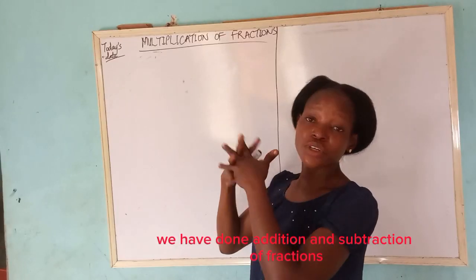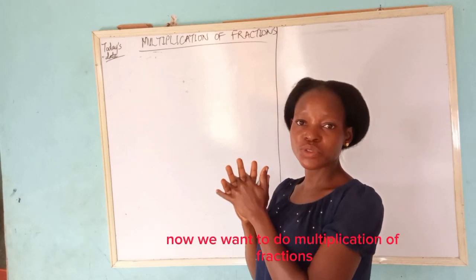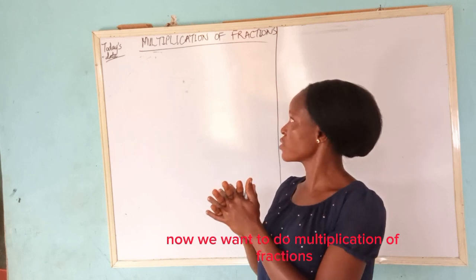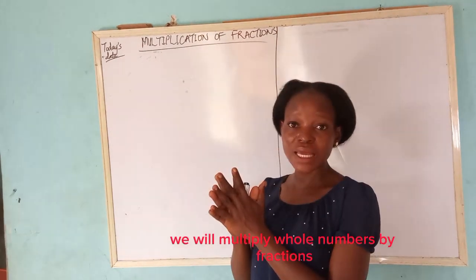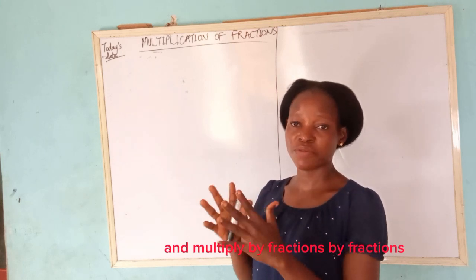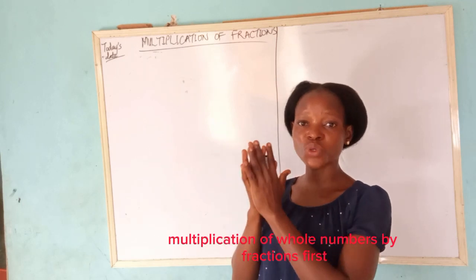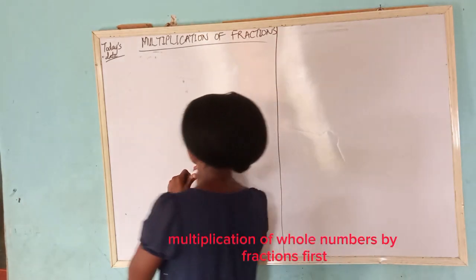We have done addition and subtraction of fractions. Now I want to do multiplication of fractions. We will multiply whole numbers by fractions and we will multiply fractions by fractions. So let us first do multiplication of whole numbers by fractions.